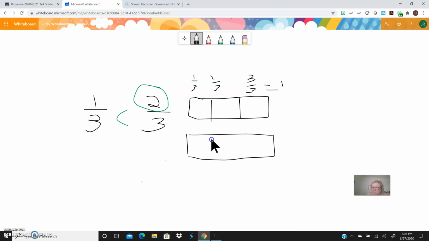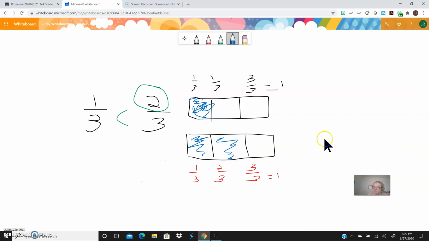Let's break this one up too. 1, 2, and this is 3. Let's mark this in red. So I've got 1/3, 2/3, 3/3, which is the same as a whole. Okay, let's use blue. Let's shade in some pieces. So this first one, we're going to do 1/3. So let's shade in 1 piece. Right? So this is my candy bar, and I'm going to give you 1 piece. Let's do this bottom one, 2/3. Okay, so I'm going to give you 2 pieces instead.